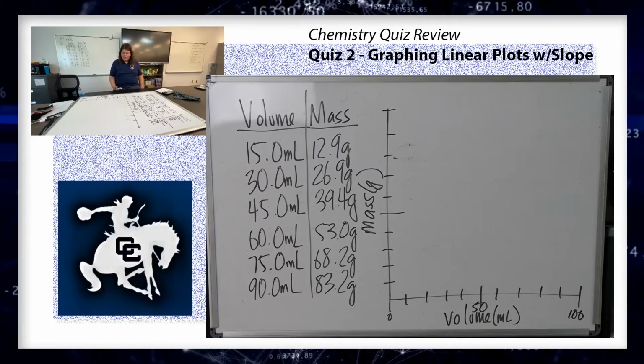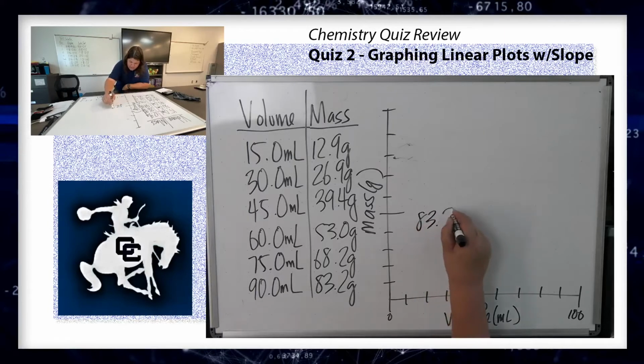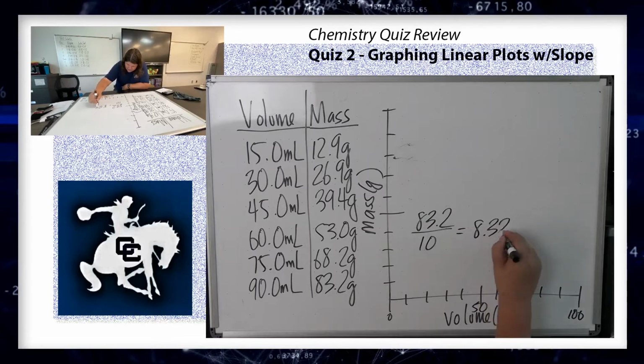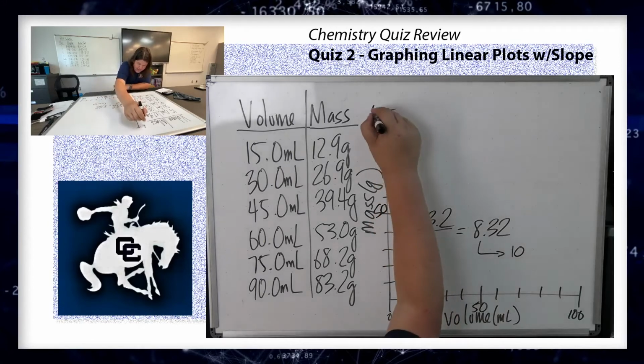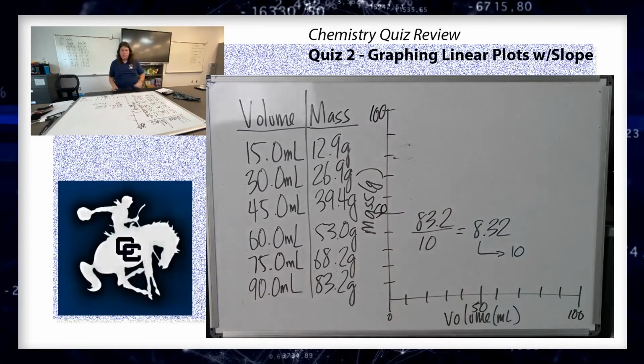For the y-axis, we're going to do the same. We take 83.2 divided by 10, and we get 8.32. Again, we want to round that up to 10. So again, we'll make this 50 and 100. From this point, the XY plot is as we've done in class many times. Let's go ahead and actually graph the data.